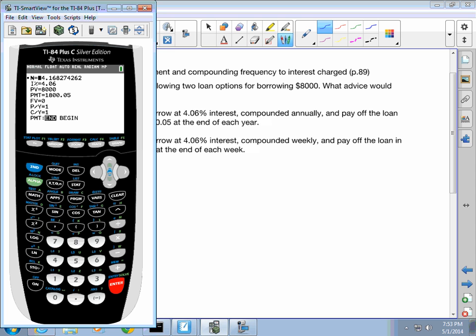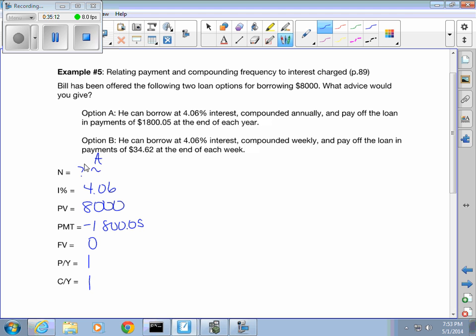Oh, what did I mess up on here? Oh, I missed, sorry. Payment should have been a negative in front of there. Negative 1,805. So if I go back up, alpha, enter, 4.999, so 5 years. So we'll say this is about 5 years.